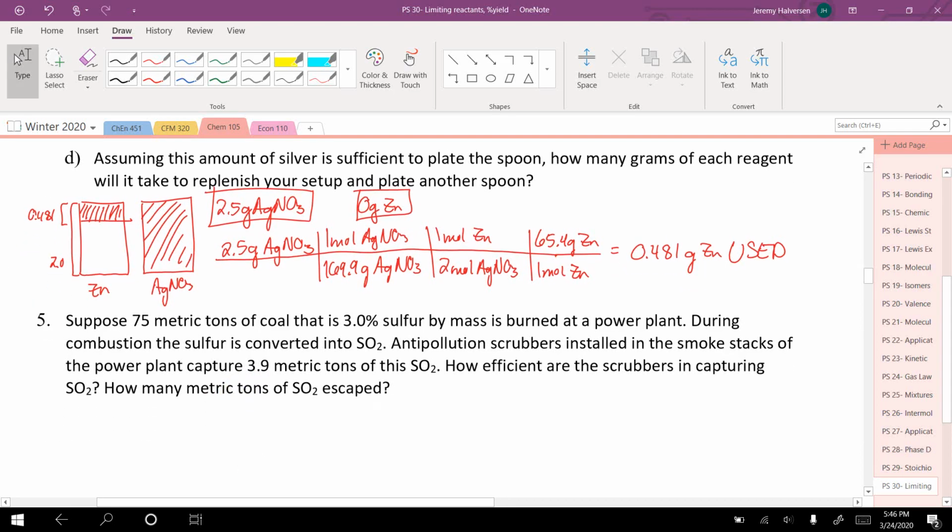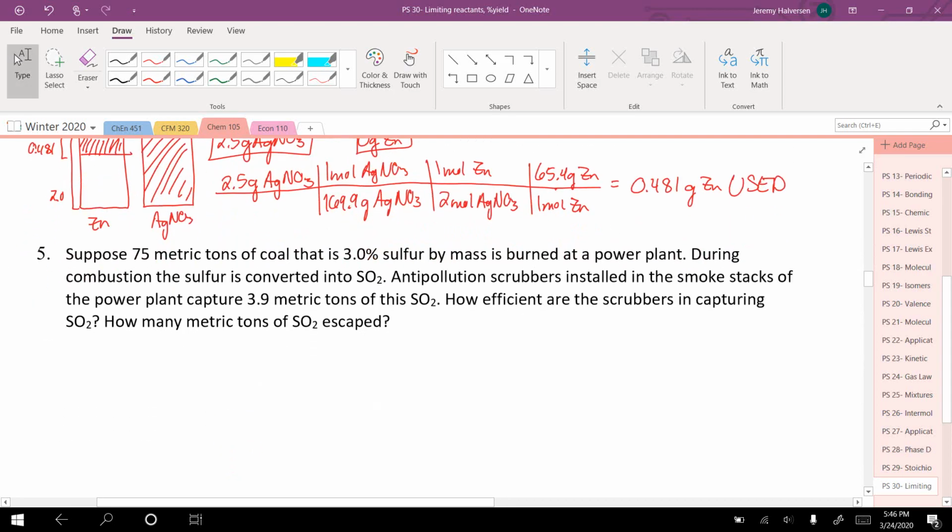So let's keep going. Number 5. Suppose 75 metric tons of coal, that is 3% sulfur by mass, is burned at a power plant. During combustion, the sulfur is converted to SO2. So I've got my sulfur, and I burn it, and I get SO2. Anti-pollution scrubbers installed in the smokestacks of the power plant capture 3.9 metric tons of this SO2. How efficient are the scrubbers in capturing SO2? How many metric tons of SO2 escaped?